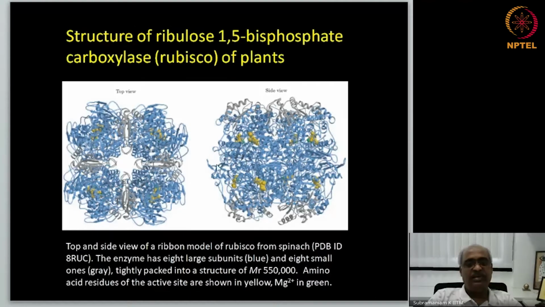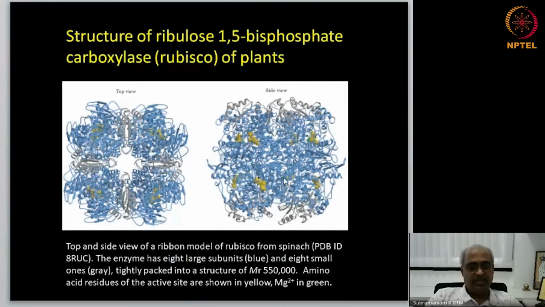And from the side, when you look at it, this is the view you get. This has 8 large subunits; from one side you are seeing only 4, and 8 small subunits. So the other 4 are below this. You can see in the side view 2 here, and the other 2 are on the other side. And similarly, below, which is not seen here, 2 more, and the other 2 on the other side. So 8 large subunits and 8 small subunits. It's a humongous enzyme, 550,000 molecular weight.